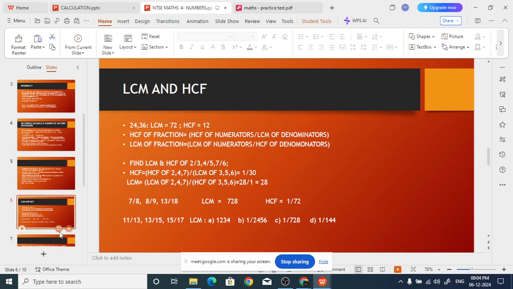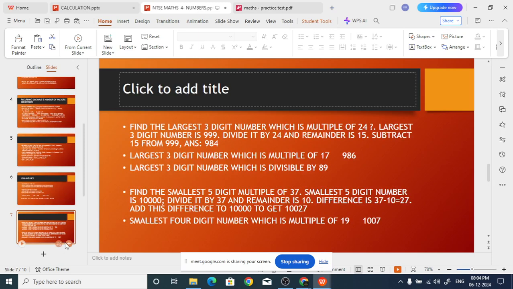Are you able to understand? Yes, sir. Children, if you are not clear, you stop me. Okay, we'll go to another thing. Find the largest 3-digit number which is a multiple of 24.